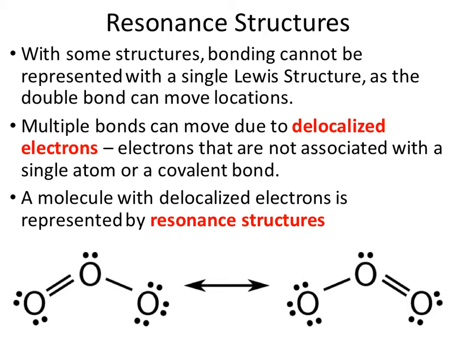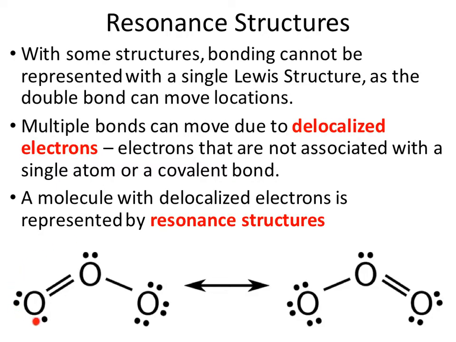The reason why is that the double bond or the multiple bonds can move locations. And remember that these bonds are just made up of electrons, so the electrons that can move are called delocalized electrons, meaning they're not really associated with a single atom or a single bond.